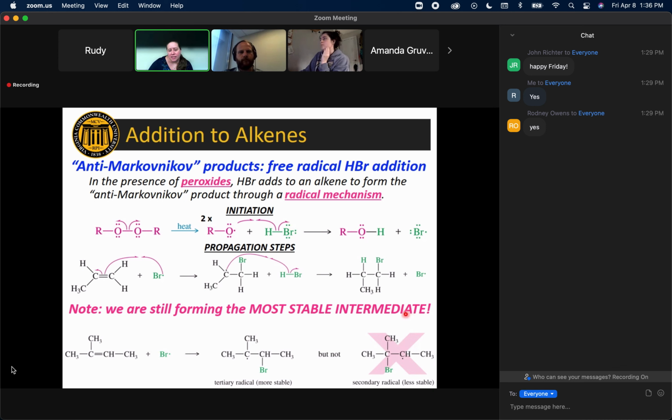These are all cases where it doesn't make any sense for you to try to just memorize whether it is going to be Markovnikov or anti-Markovnikov. The safer bet is understanding the mechanism of each reaction and using the fundamental tools that we've talked about throughout the semester to be able to see that if I have peroxides, that's going to be a radical pathway. And then follow along with the radical pathway that you would expect to give the most stable radical intermediate.